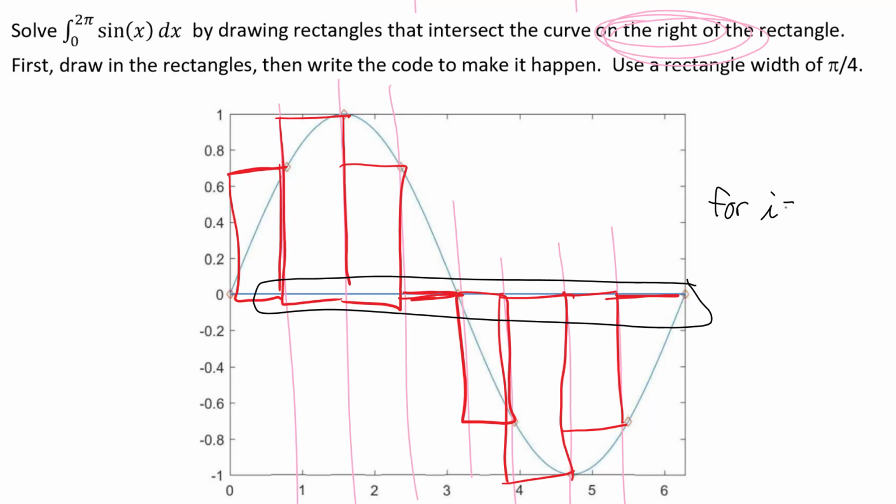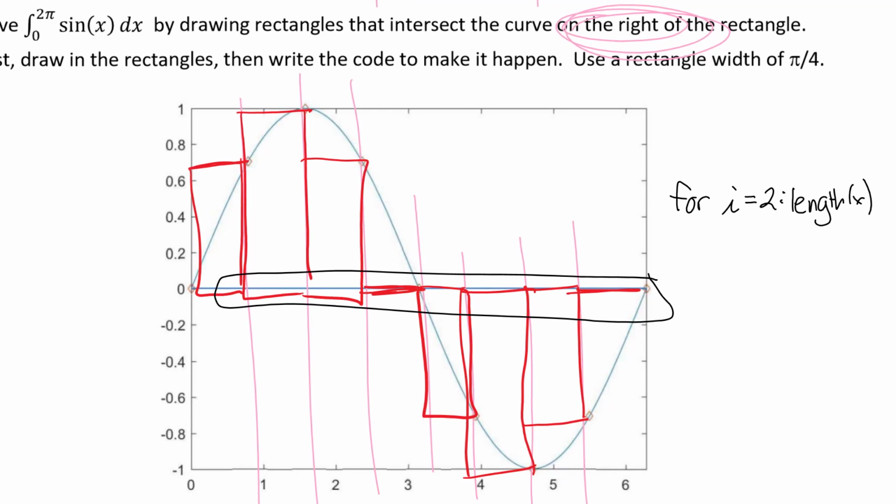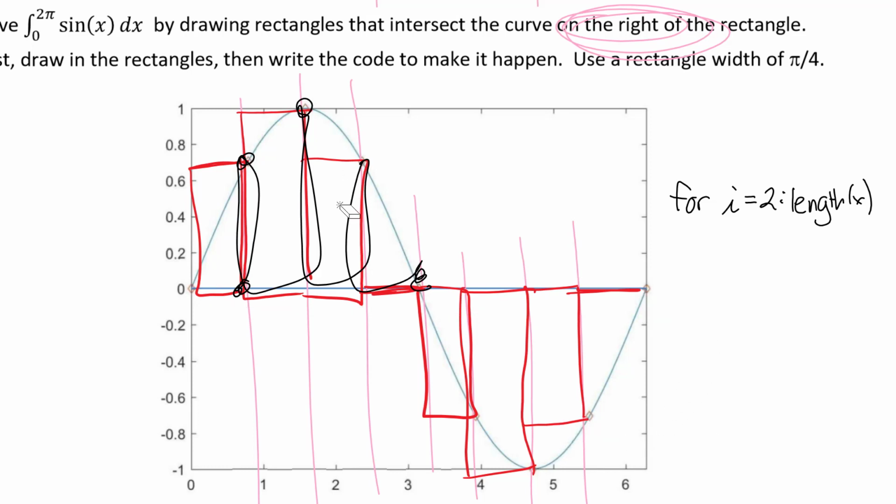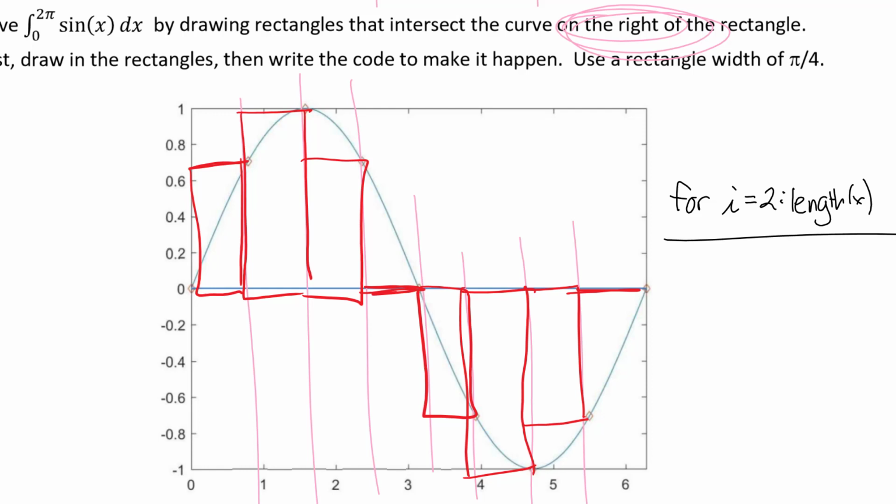My index can just go from 2 all the way to the length of x, because I actually want to go to the end of where x is, because I'm using the right-hand side to get the calculations. And again, as a reminder, I don't have to worry about the fact that this is negative, because the height will be negative. It'll make a negative area. But actually this one, once you've got the first one, drawing it on the right just takes a change in that one line of code.